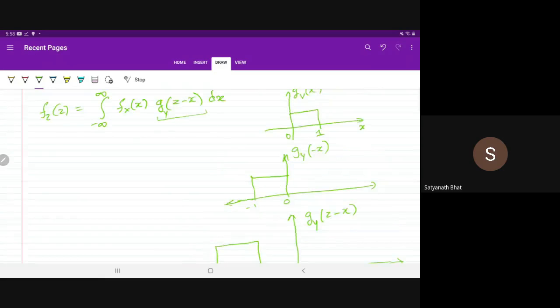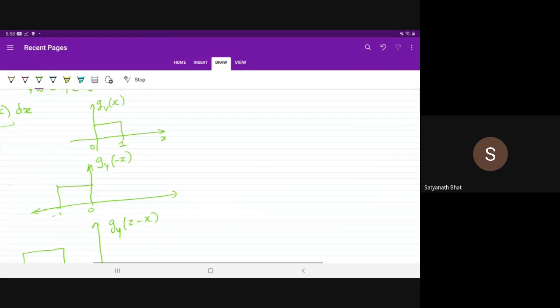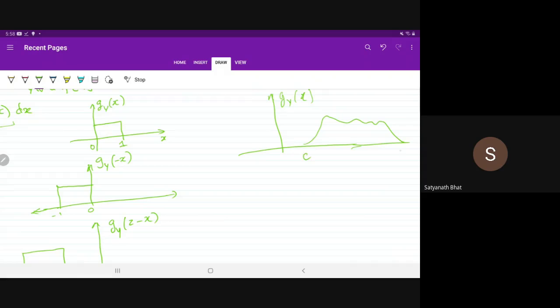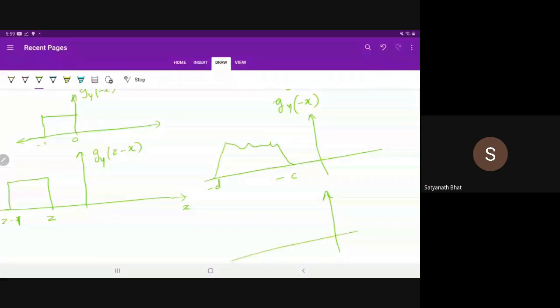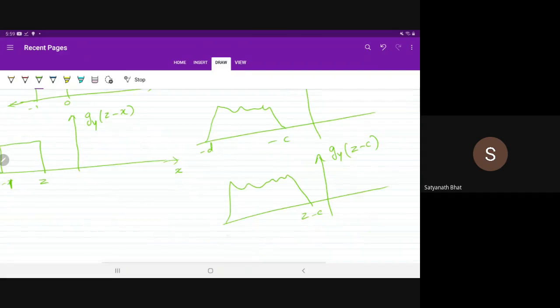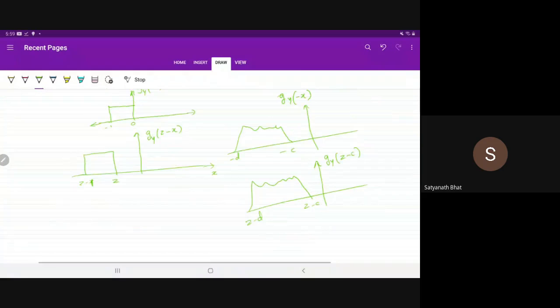So in general, if you want to generalize this, if you have some gy of x, which is some shape like this, supported between c and d, then gy of minus x will be the mirror image, so this will be minus d to minus c. And gy of z minus x, you can just plug in values and see. This will also be the same thing, but here it will be z minus d and z minus c. So this is something that you should learn in convolution. What is the first thing? It is the mirror image, and then shifting by the appropriate value of z.